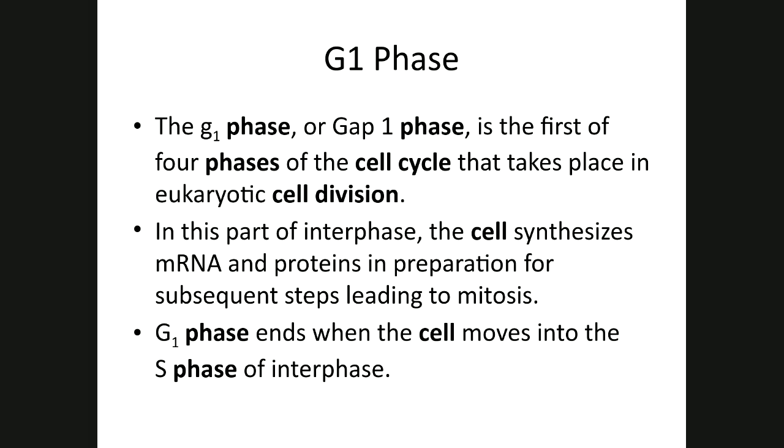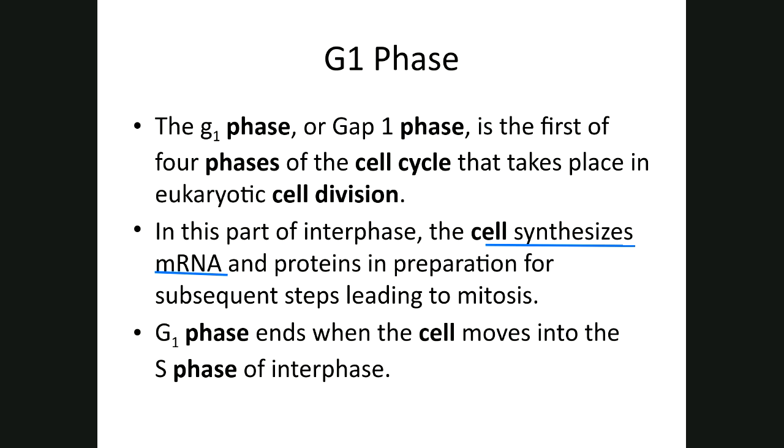Now in detail, if we study the G1 phase, the G1 phase or gap 1 phase is the first of the four phases of the cell cycle that takes place in the eukaryotic cell cycle. In this part of the interphase, the cell synthesizes messenger RNA and proteins in preparation for the subsequent steps leading to mitosis. Now here you are listening to new terms, messenger RNA and cell synthesis, which we will study in our next lecture.